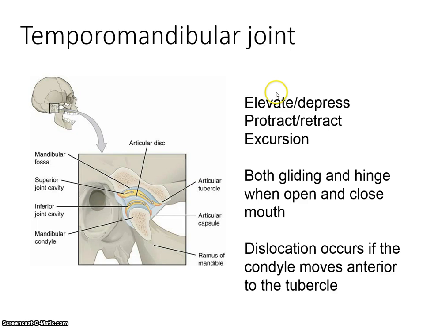Condyloid joints give a lot of movement. So we get elevation and depression, as we've talked about, and we get protraction and retraction, and we get excursion, all right? So this is a side-to-side movement, forward and back, and up and down. Its dislocation happens if that condyle is pushed out of that fossa. It moves a little bit anterior. You can dislocate your jaw easily, and it doesn't feel good.